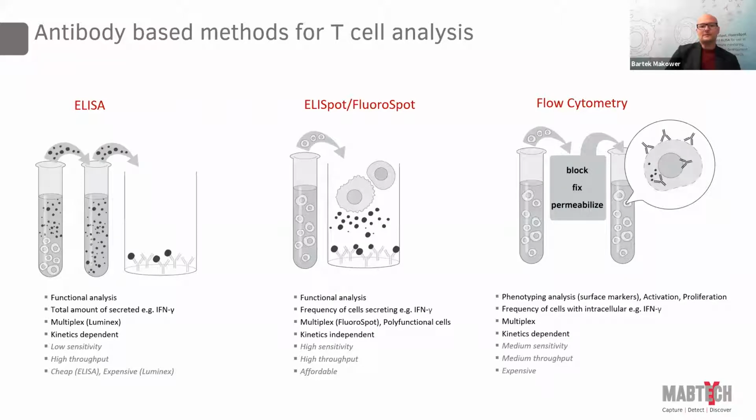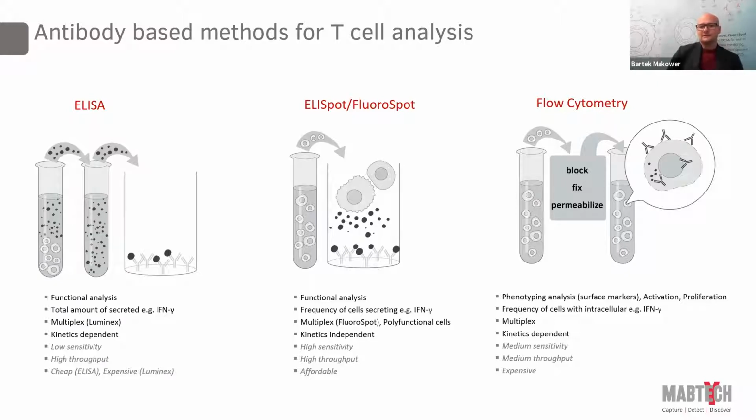ELISpot and FluoroSpot then, it's a functional analysis on a single cell level. So we look at each cell which secretes a cytokine such as interferon gamma. It's multiplexed in the FluoroSpot application. Up to 4 cytokines can be analyzed. So you can look at polyfunctional T cells producing 1, 2, 3, or 4 cytokines simultaneously. It's kinetics independent. So we capture all the cytokine released during the time of the assay. It's high sensitivity, high throughput, and it's affordable.